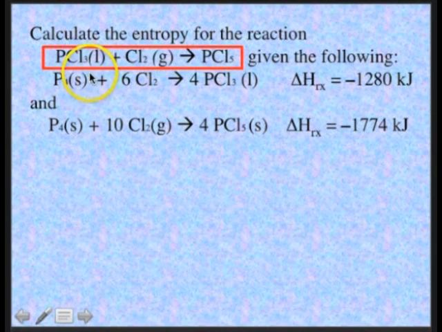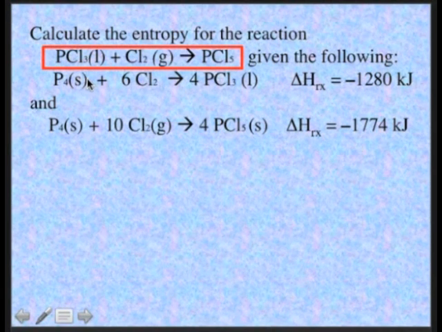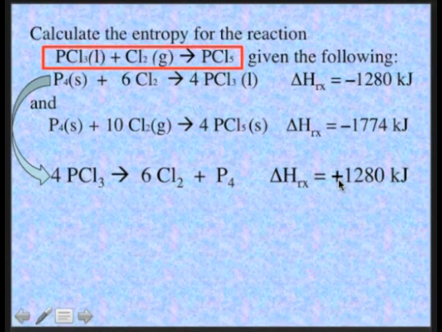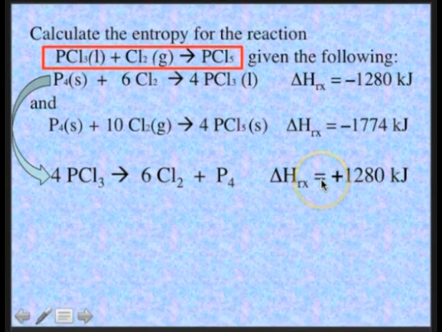Right? So what you're going to do is flip this reaction, where the reactant becomes the product and the products become the reactant. So when you flip it, you end up with 4 PCl3 yields 6 Cl2 plus P4. But note also what you've done to the enthalpy. You've changed its sign. It was minus 1280. Now it becomes plus 1280. By flipping a reaction, you change the sign of the enthalpy.